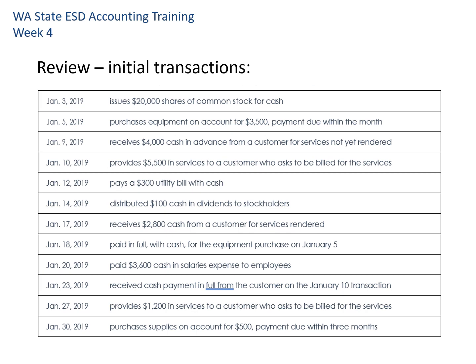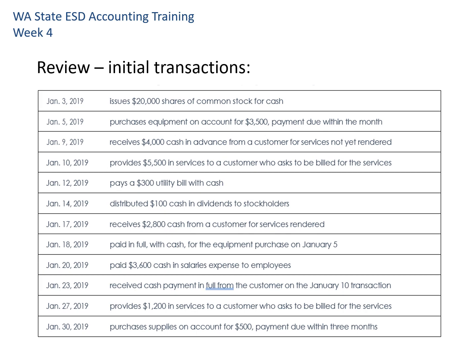If we receive cash in advance from a customer for services yet to be rendered, well, that'll certainly require an adjustment to recognize at the end of the period what services we have provided, and if we've earned some of that unearned revenue that we created when we got that $4,000. Next one, providing services to a customer who is going to be billed. There's no subsequent adjustment required there. The same thing with paying a utility bill with cash, no adjustment there. Distributing $100 cash in dividends to stockholders wouldn't require an adjustment other than closing at the end of the year.